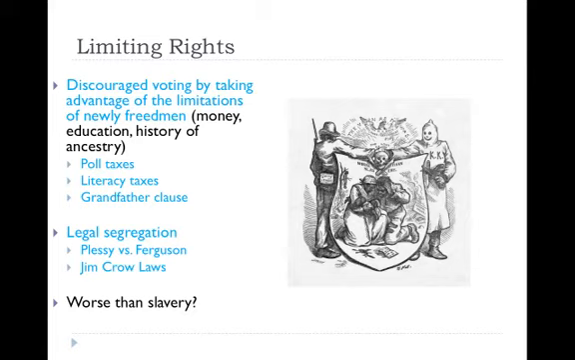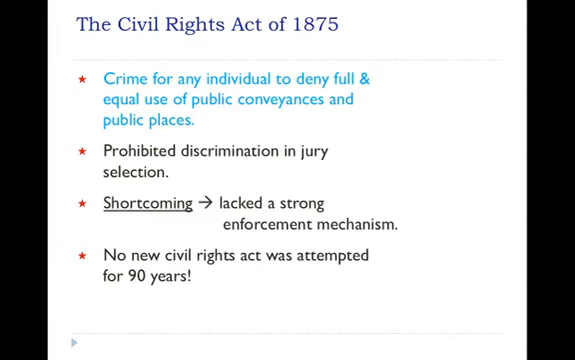As African Americans continued to gain rights, they were still kept at a lower status, and many people tried ways to terrify them into not wanting to express their rights and to stay with their farmers. The Civil Rights Act of 1875 was a way to prevent some of these outrageous acts from happening. It made it a crime for any individual to deny full and equal use of public conveyances in public places. So this did help with some segregation places when they said you cannot go in here, but it didn't necessarily take care of segregation altogether.